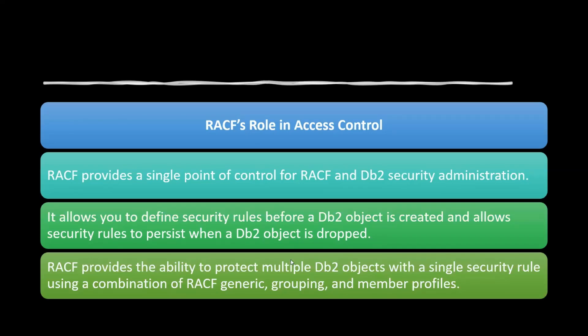Also, it allows us to define security rules even before the Db2 objects are created, and the security rules persist even if the Db2 object is dropped. RACF provides the ability to protect multiple Db2 objects with one single security rule, using a combination of RACF generic grouping and member profiles. For those people who know profiles, we can easily use them.